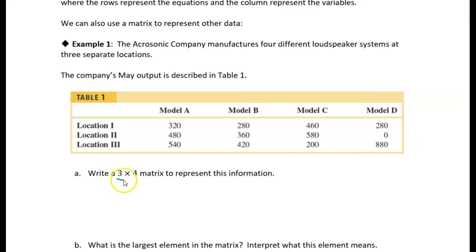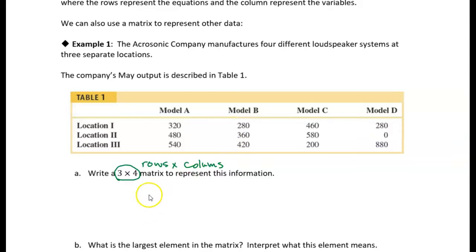Now this 3x4 is important. There's a particular way of naming the dimensions of a matrix, and it's always rows by columns. So the number of rows by the number of columns. That means this 3x4 matrix has 3 rows and 4 columns. And that's the way this table is set up.